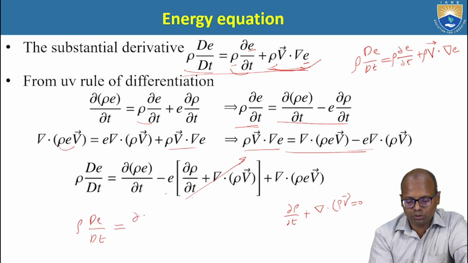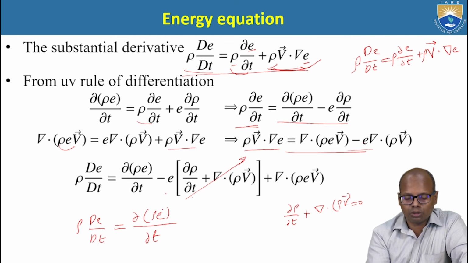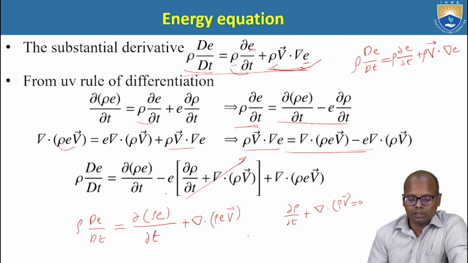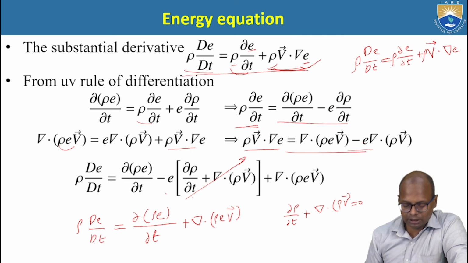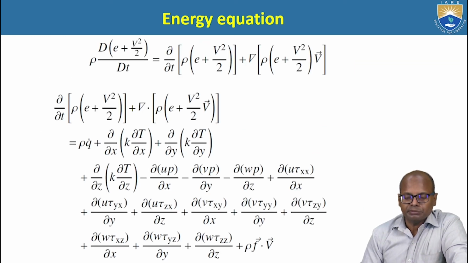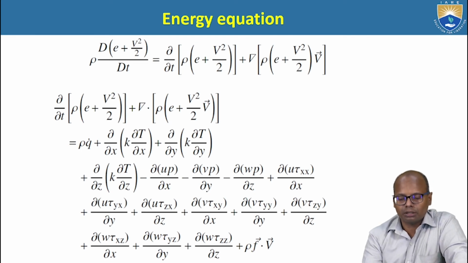is equal to rho E, dou by dou t of rho E plus del dot rho E V bar. So this is the term I am getting. If I substitute that there, I will get the conservative form.